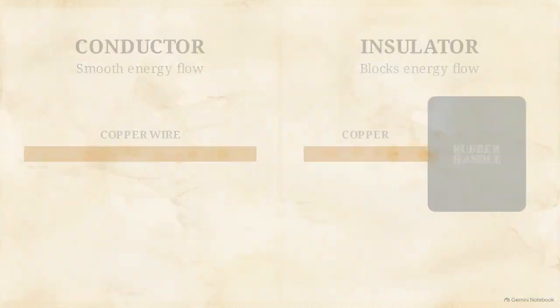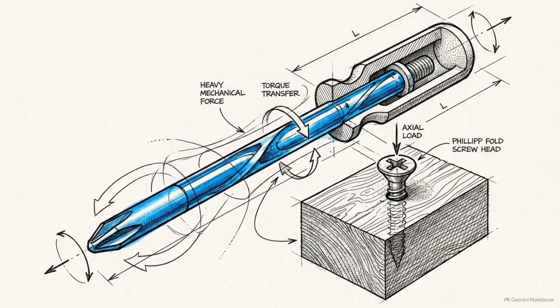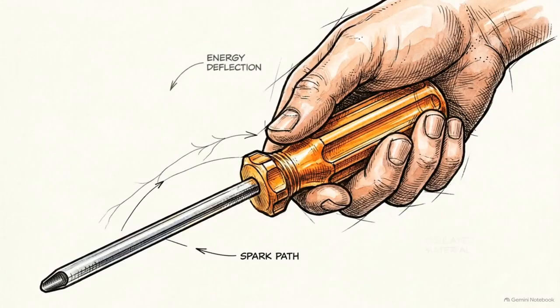That's why the screwdriver is split in two. The metal shaft conducts the physical force needed to turn a screw, while the nonmetal plastic handle exists to block electrical currents and protect your hand.